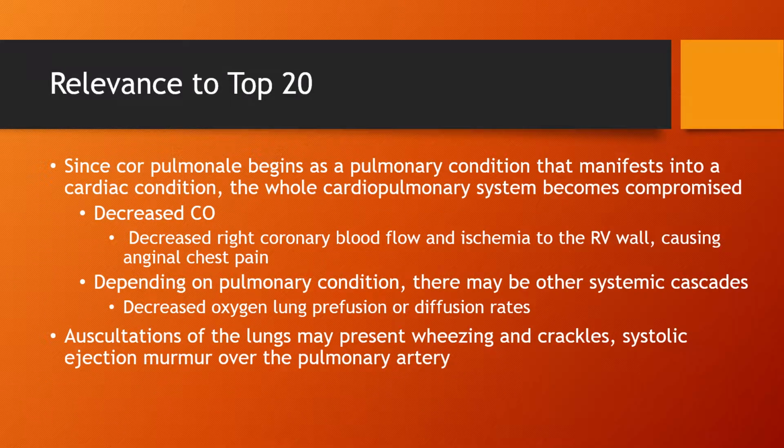Now, for the purposes of PTH-526, we will look at the relevance of the top 20 questions in class. Since cor pulmonale begins as a pulmonary condition that manifests into a cardiac condition, the whole cardiopulmonary system becomes compromised. So you will have a decrease in cardiac output, which leads to ischemia of the right ventricle wall, causing anginal chest pain. And then depending on the pulmonary conditions, there will be other systemic cascades as well. And then auscultations you may hear will be wheezing, crackles, and a systolic ejection murmur over the pulmonary artery.